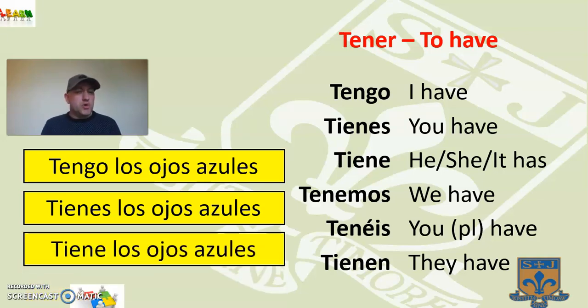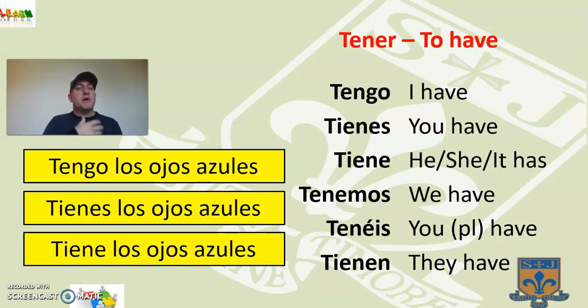So tiene los ojos azules has got three meanings. It's either he has blue eyes, she has blue eyes, or it has blue eyes. You could be talking about a doll or an action figure or something and saying the colour of their eyes. But it all depends on the context.